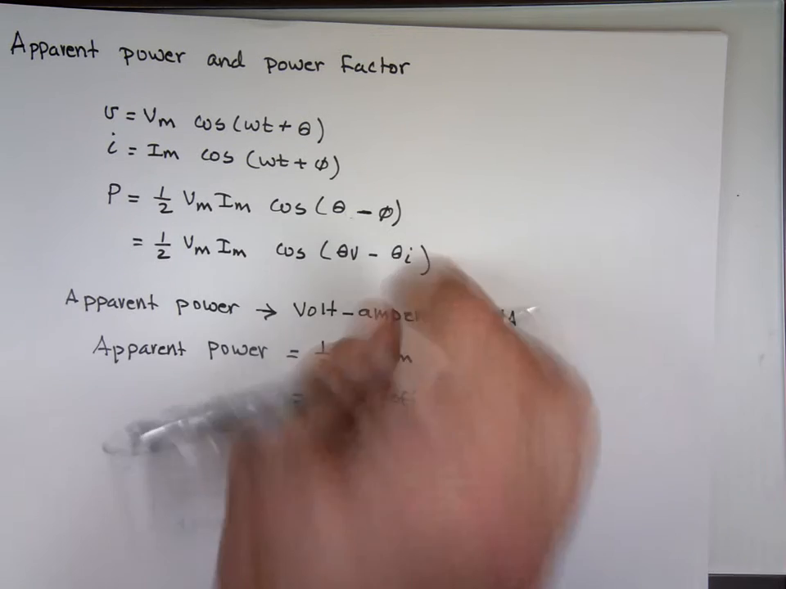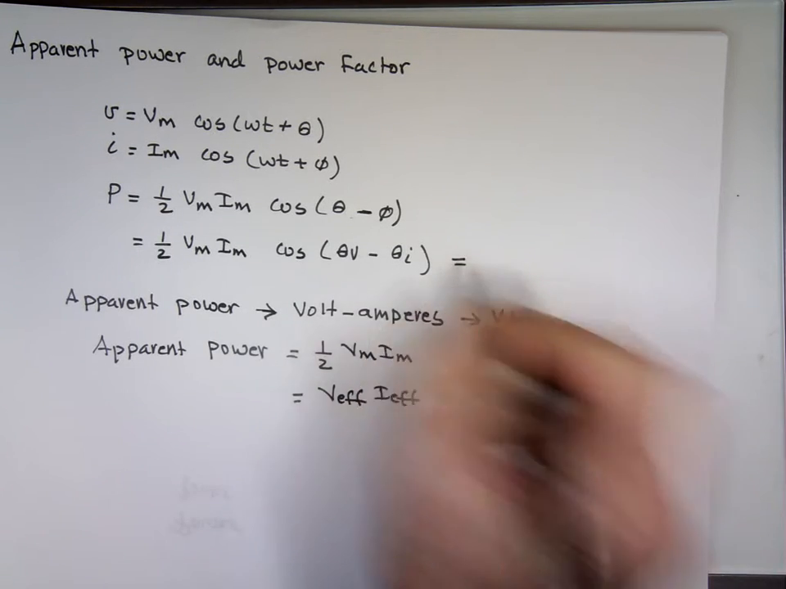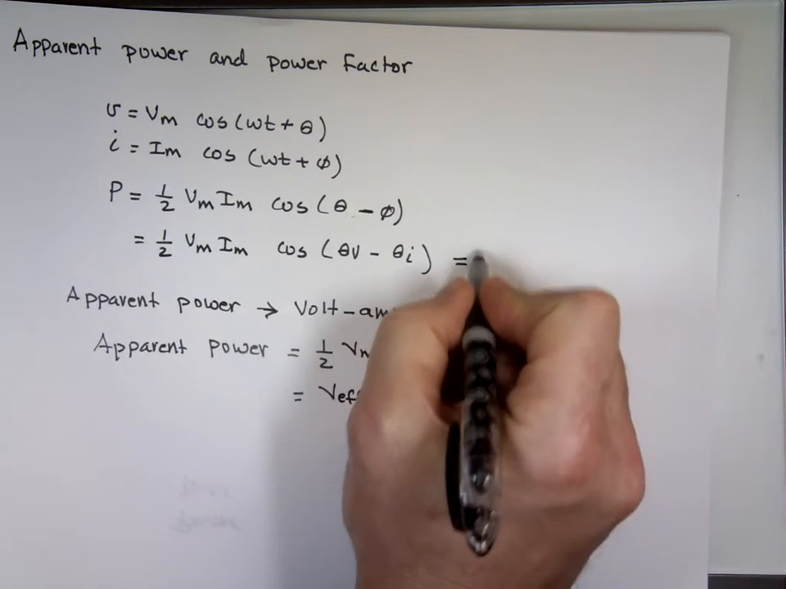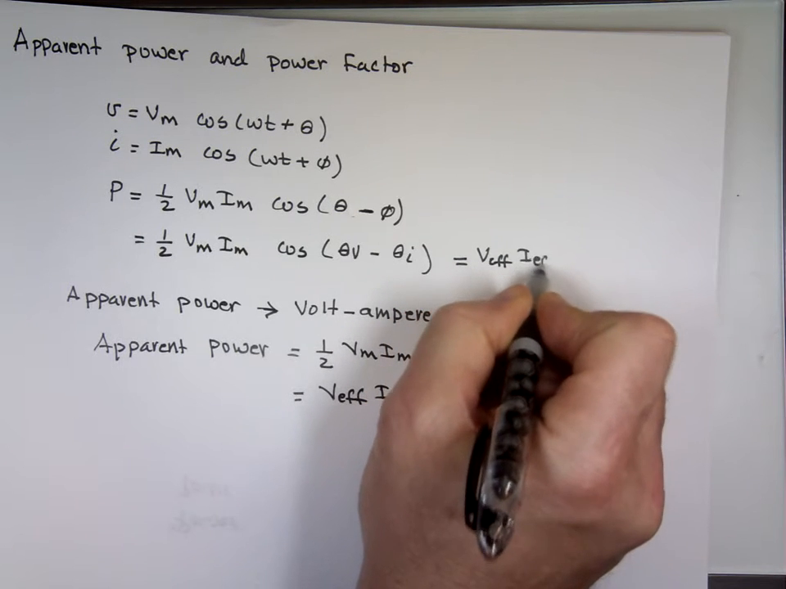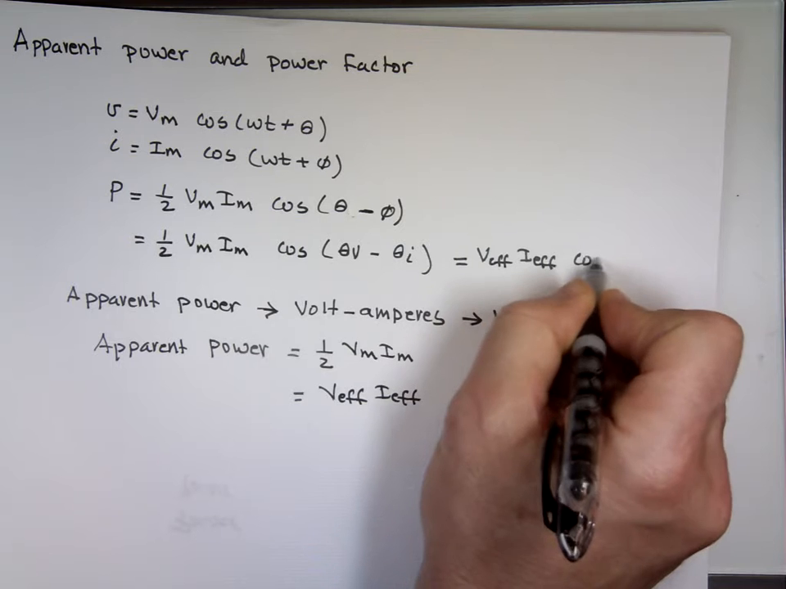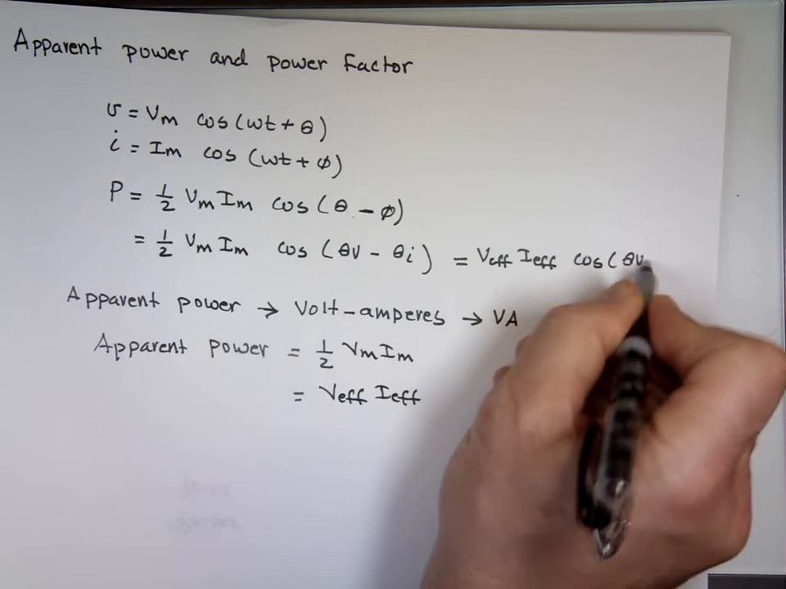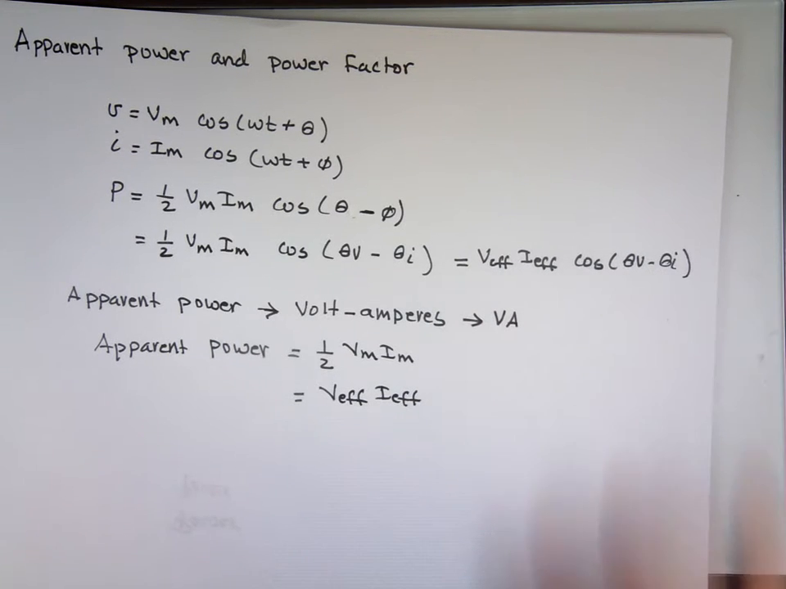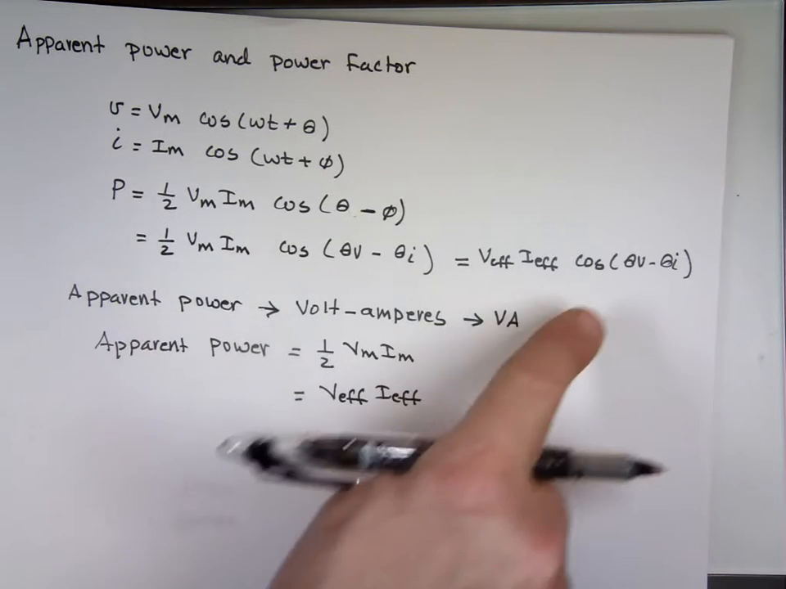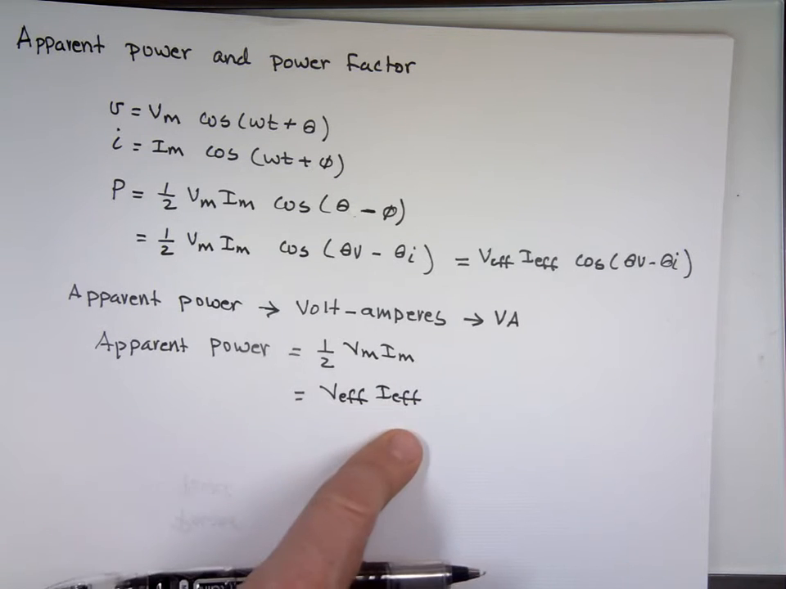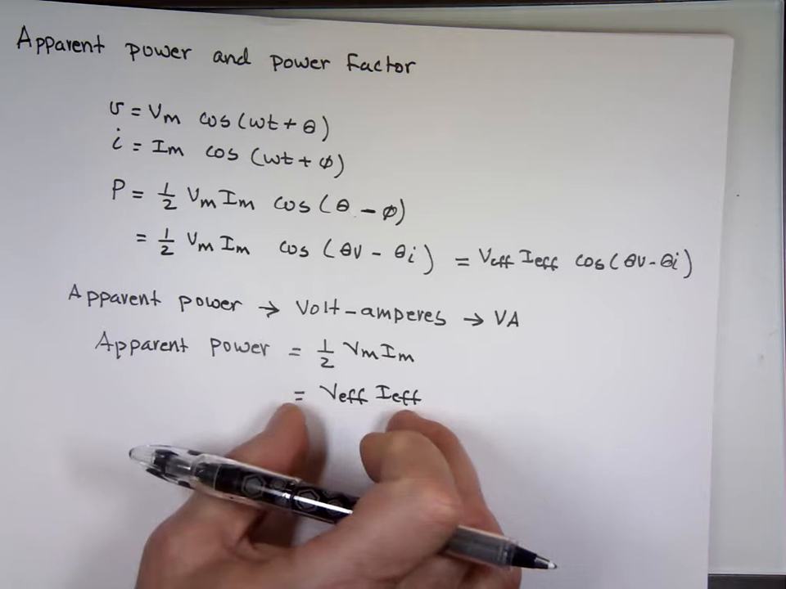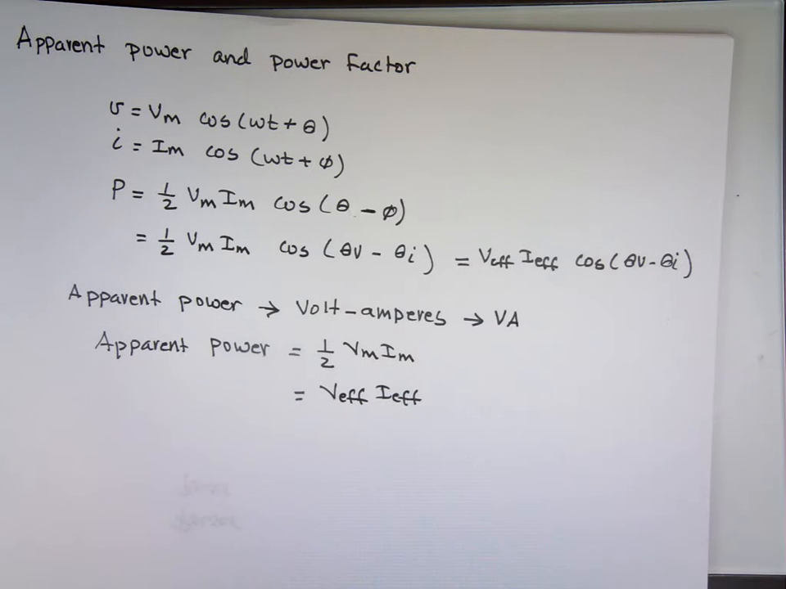By the way, this equation, if using the RMS value, becomes what? V effective times I effective, or RMS, I use either one, times cosine of theta V minus theta I. This is the average power delivered to the load. The apparent power is the power supplied by the source. This is what the power company is sending you. This is what you're getting.